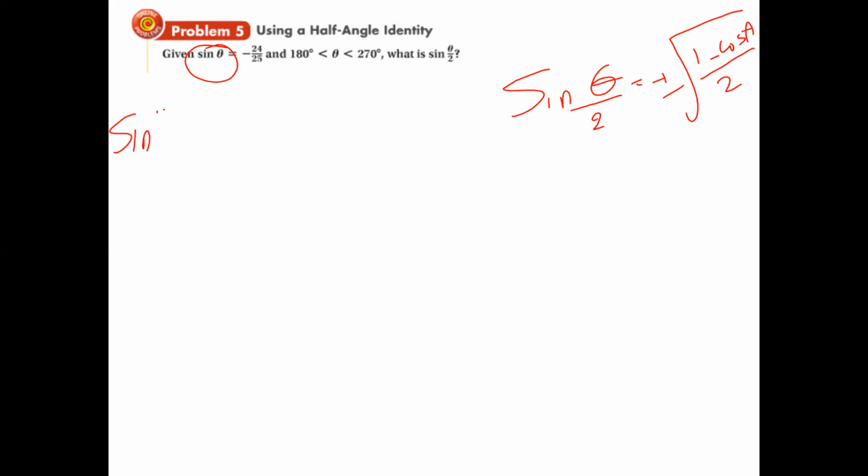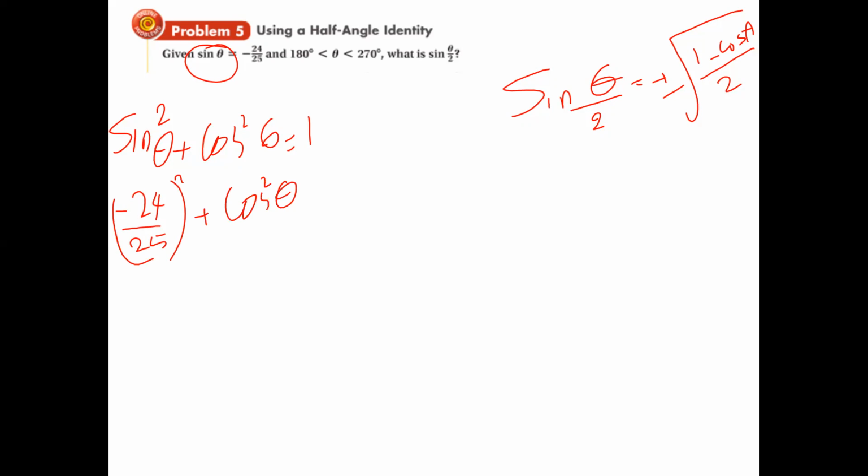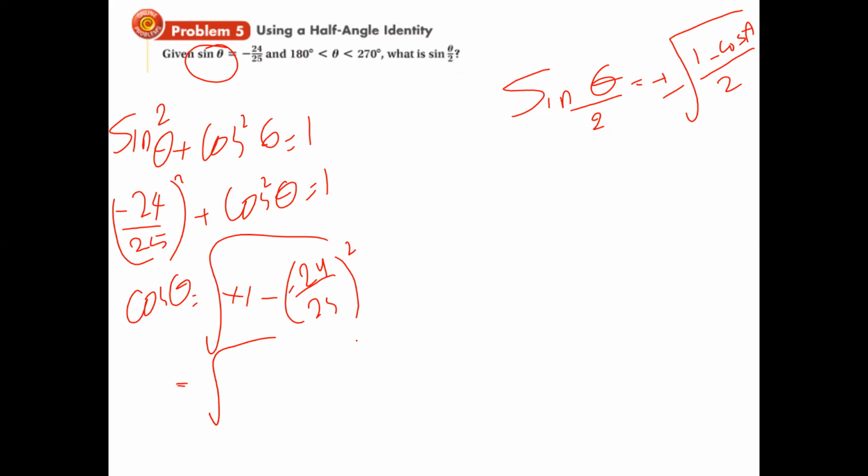So we know that sine squared of theta plus cosine squared of theta is equal to 1. Sine squared is negative 24 over 25 squared, plus cosine squared of theta equals 1. So cosine of theta is square root of 1 minus 24 over 25 squared. So it is square root of 1 minus, using the calculator now, 24 over 25 squared.